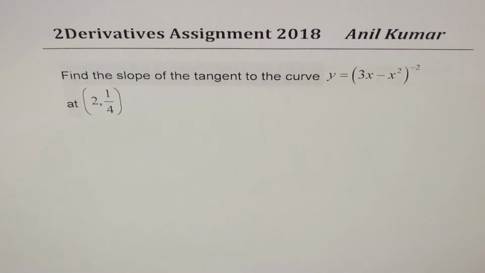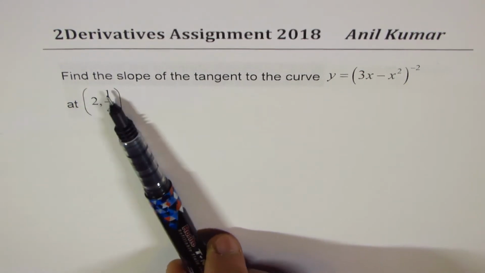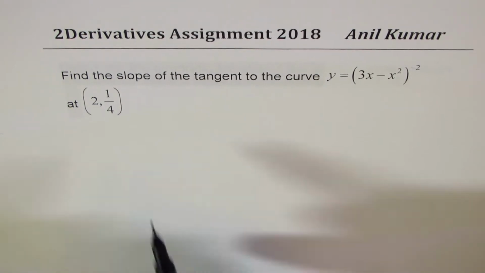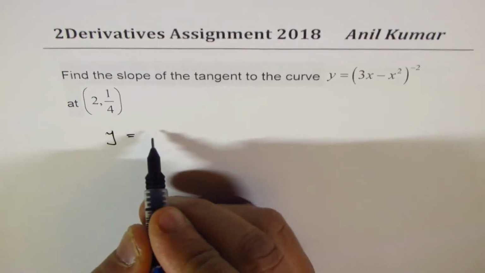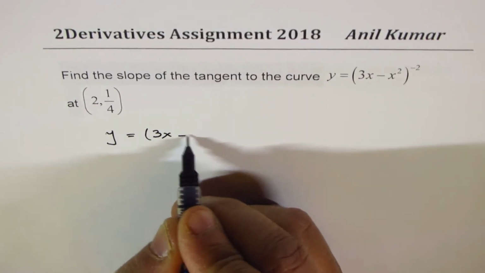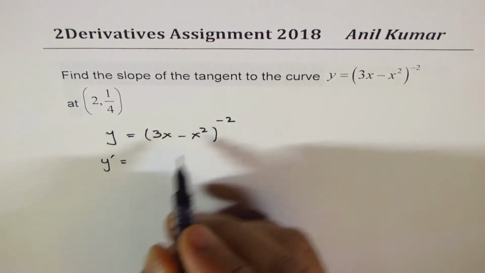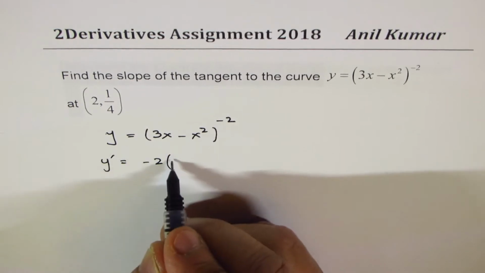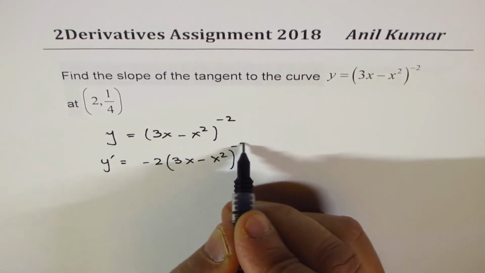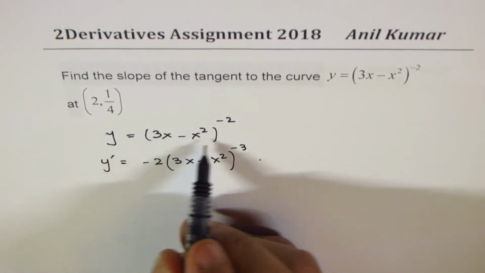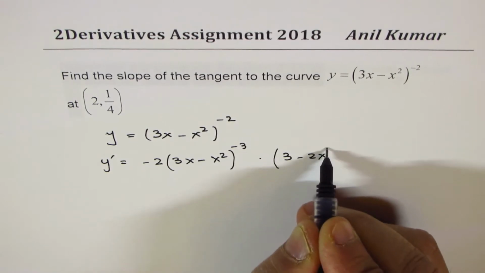The next question is: find the slope of the tangent to the given curve at (2, 1/4). So we have only to find the slope of the tangent, not the equation. Let's say y equals (3x minus x squared) to the power of minus 2. We can apply the chain rule here. We get minus 2 times (3x minus x squared) to the power of minus 3, multiplied by the derivative of the inside function, which is 3 minus 2x, correct?